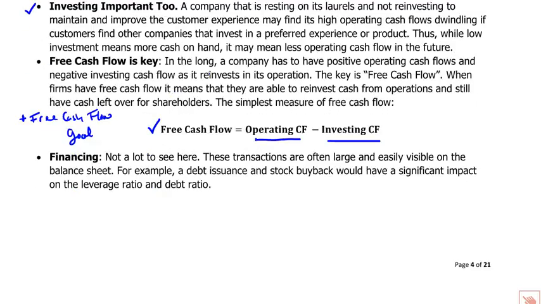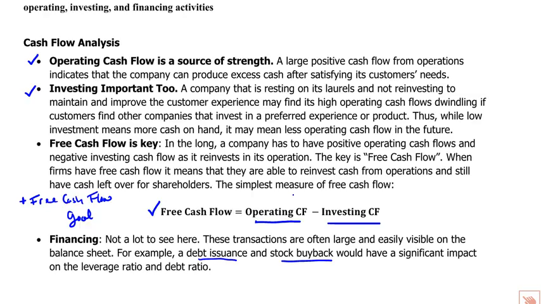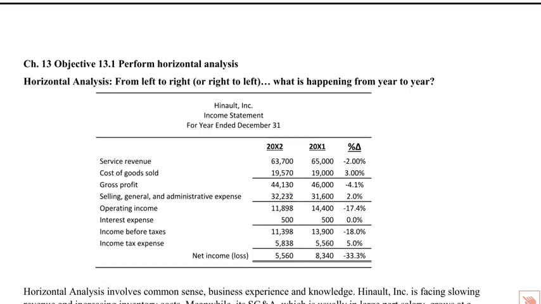Financing, really, there's not a lot to pay attention to. Sometimes there are large transactions, sometimes there are very few transactions. And these transactions are easily visible on the balance sheet. If you have a debt issuance, you'll see the debt ratio change. If you have a stock buyback, you're going to see impacts on the leverage ratio. So even though this information is here, it's very transparent in other parts of the financial statement. It's the operating cash flow and investing cash flow that's more difficult to see without the cash flow statement.